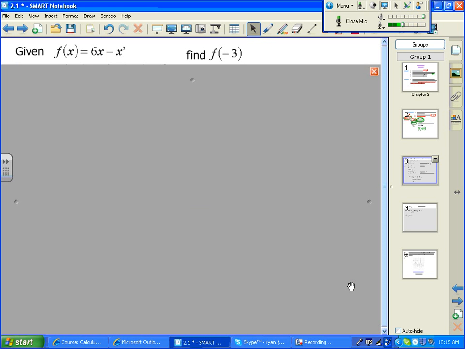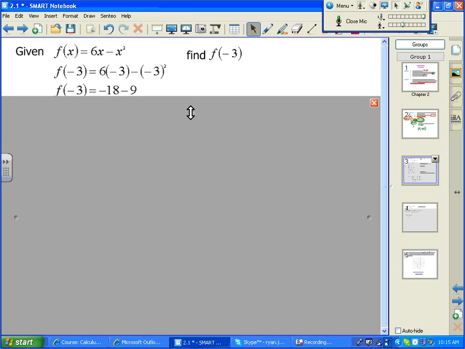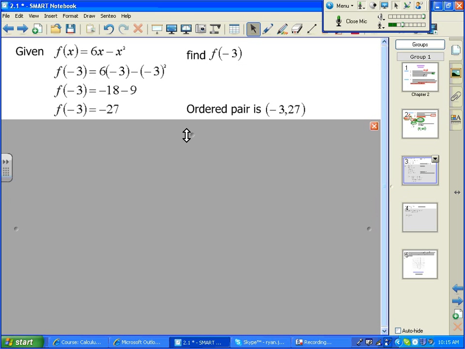All right, let's take a look at the work here. So I plug in f of negative 3. It's going to be 6 times negative 3 minus negative 3 all squared. Hopefully we didn't get caught off guard with that negative 3 squared. That negative 3 squared becomes positive 9. With the negative sign multiplied onto it, it still remains it's minus 9. So I've got negative 18, subtract 9, negative 27 as my y value.